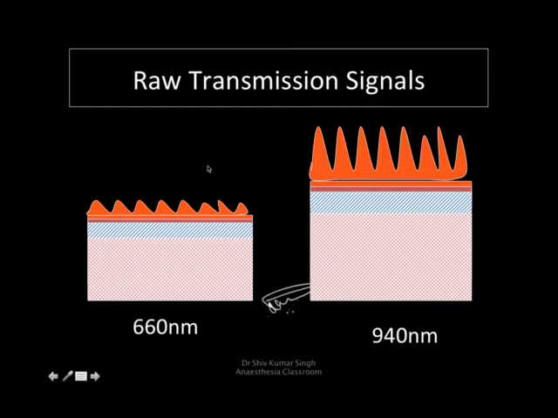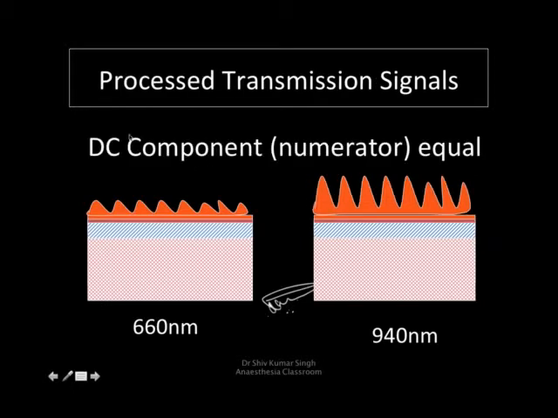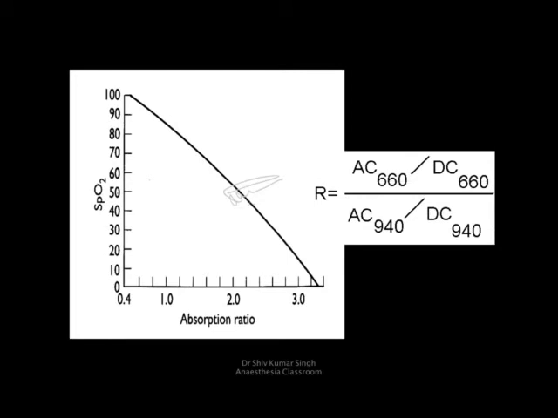What the pulse oximeter now does is that it needs to equalize the denominator, or the DC component. So they are made equal, and then we look at the ratio of absorption at these two wavelengths. We look at AC 660 by DC 660 and AC 940 by DC 940, and this gives us a ratio called the absorption ratio, the R, and this is plotted on a graph. And there we get the values. When the ratio is around 0.6, we get a value of 97%, but when the absorption ratio is equal, we get 85%. And this is very, very important.